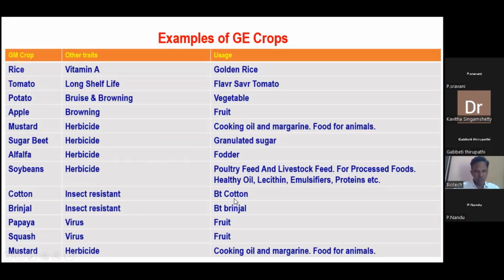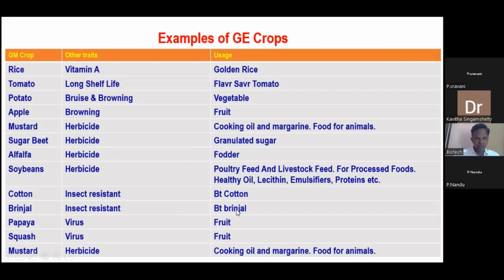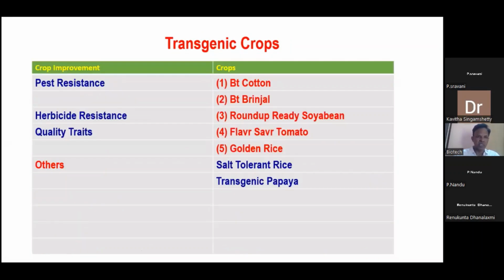Then cotton, this is very common these days in our country. BT cotton is insect resistant. Brinjal is also insect resistant. Then papaya, virus resistance. Squashes, we have virus resistance. Then mustard, again, herbicide resistance. So these are some examples that I have given you in this particular slide. So using rDNA technology and the process of genetic engineering, these crops have been engineered, and we call them genetically engineered crops, right? So from our syllabus, we will be discussing pest resistance.